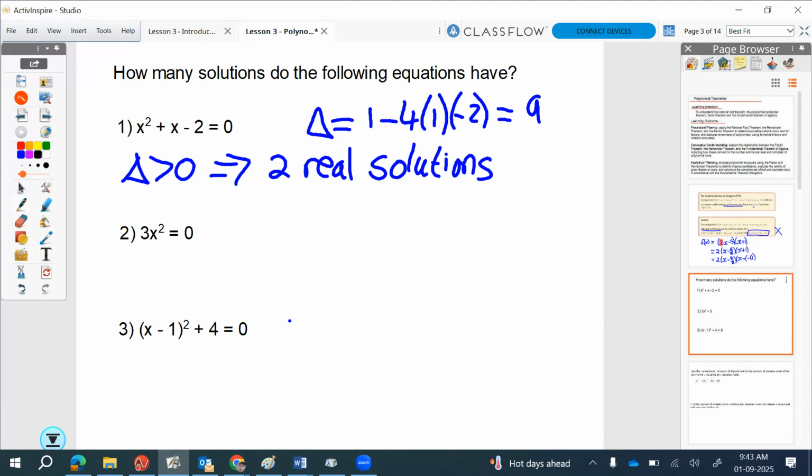The second one, we can clearly see here what the solution is. We can see instantly here, hopefully, that's the solution. And there's no other solutions. This implies 1 real solution.